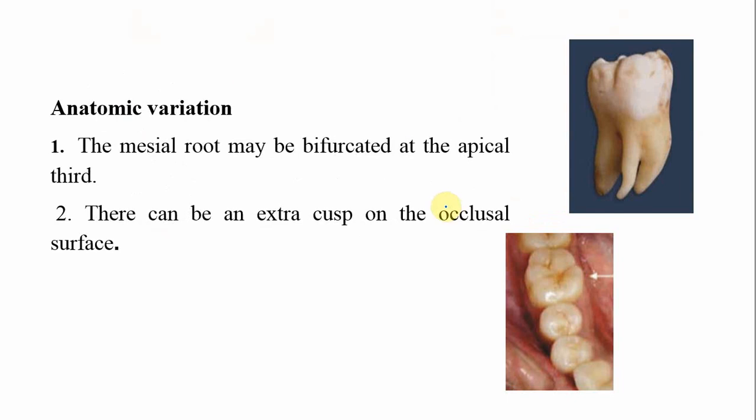The anatomic variation of the mandibular first molar: sometimes the mesial root may be bifurcated at the apical third. As you can see here, there is bifurcation of the mesial root apically. Sometimes there can be an extra cusp on the occlusal surface. As you can see in this photograph, there are 3 buccal cusps and 3 lingual cusps. So the tooth has an extra cusp on its occlusal surface.